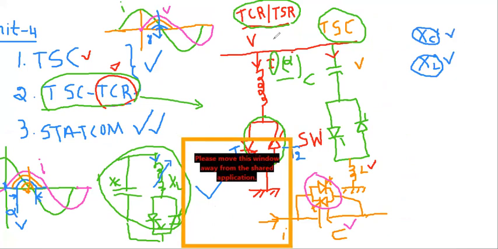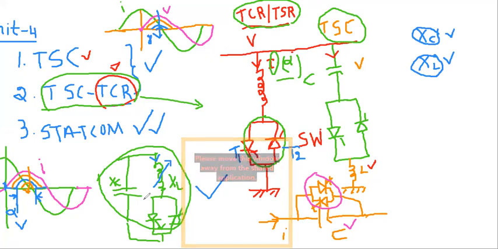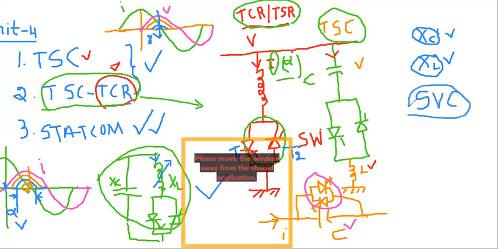But whereas in TSR, TCR or TSC, we take either inductive or capacitive, here it is a combination of inductive and capacitive, that means it can absorb or supply reactive power. So all these devices come under one category, which we take as a static var compensator, SVC. What is SVC? SVC is a shunt compensating device.